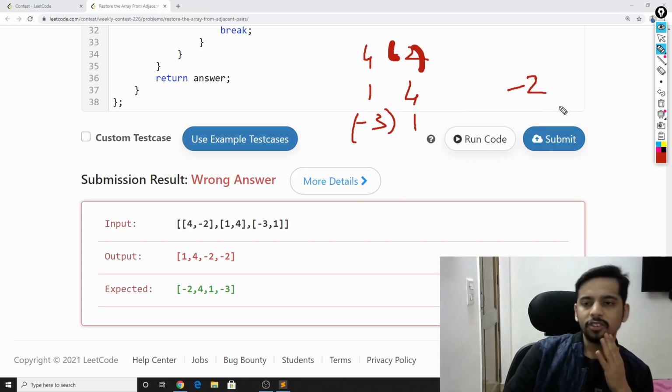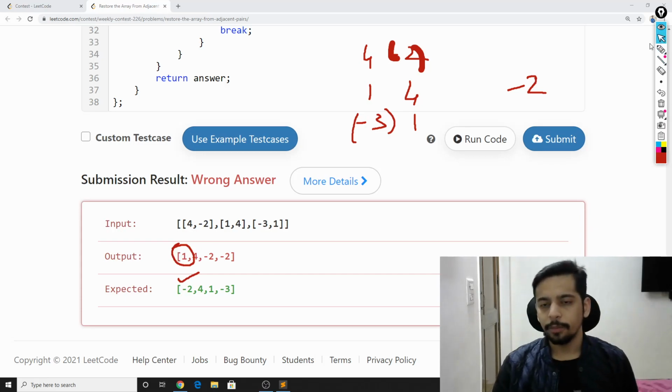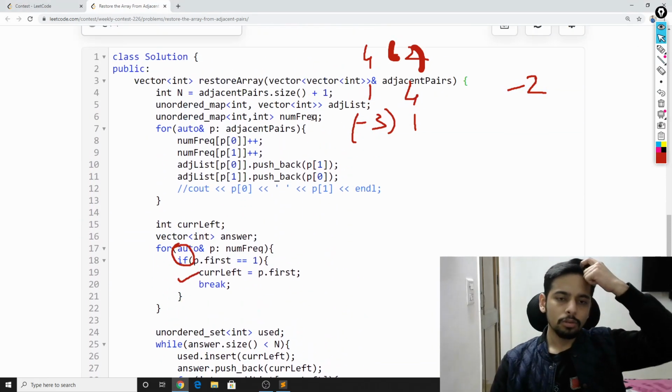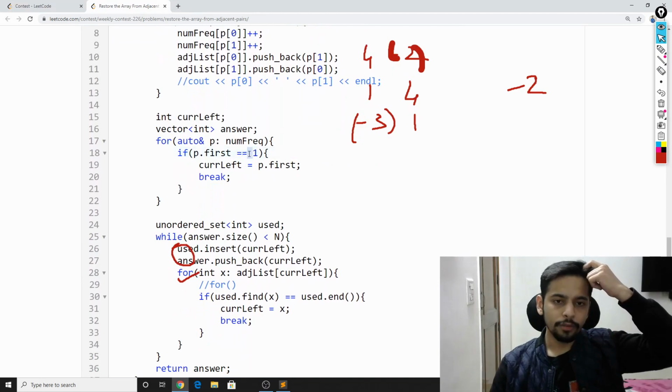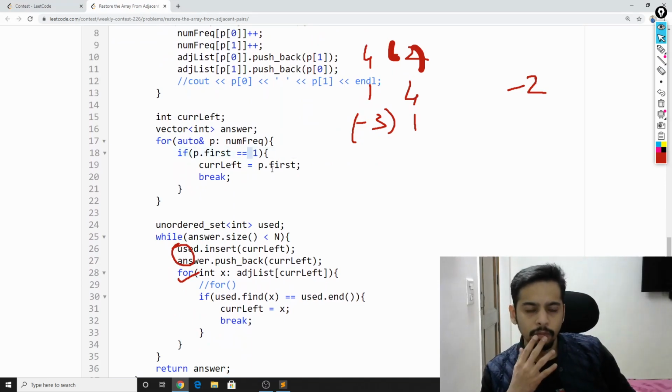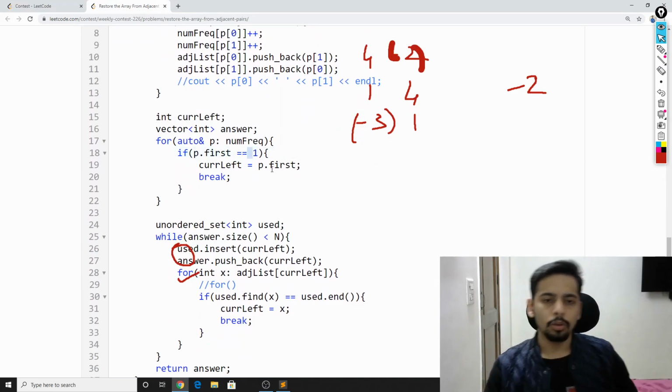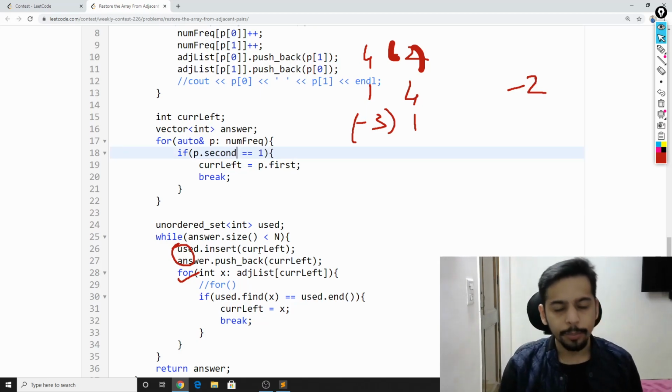So my code found that the left extreme should be chosen as minus 2, but it actually printed 1. Why did it choose 1 instead of minus 2? Let me check my implementation here. So I would go like this: if p dot first equal to 1... Okay, I am sorry again, it should be p dot second.